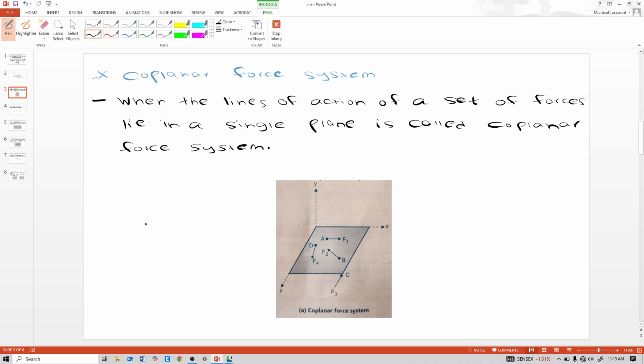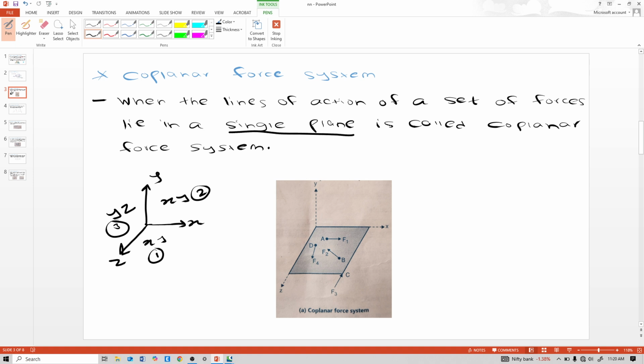So let us assume that this is a point. Every point has three planes, and the coordinate axes of this point are x-axis, y-axis, and z-axis. So this xz is one plane, xy is the second plane, the vertical plane, and this yz is another plane. So there are one, two, three planes. So when the lines of action of a set of forces lie in a single plane, it is called a coplanar force system.